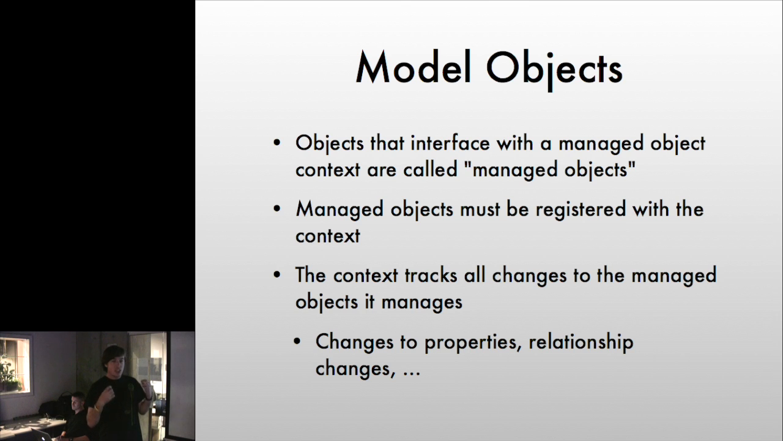So things like changing the values of different properties in these data models, changing the relationships between these objects. These are all changes that can be tracked by the managed object context, assuming that all the objects are managed objects.